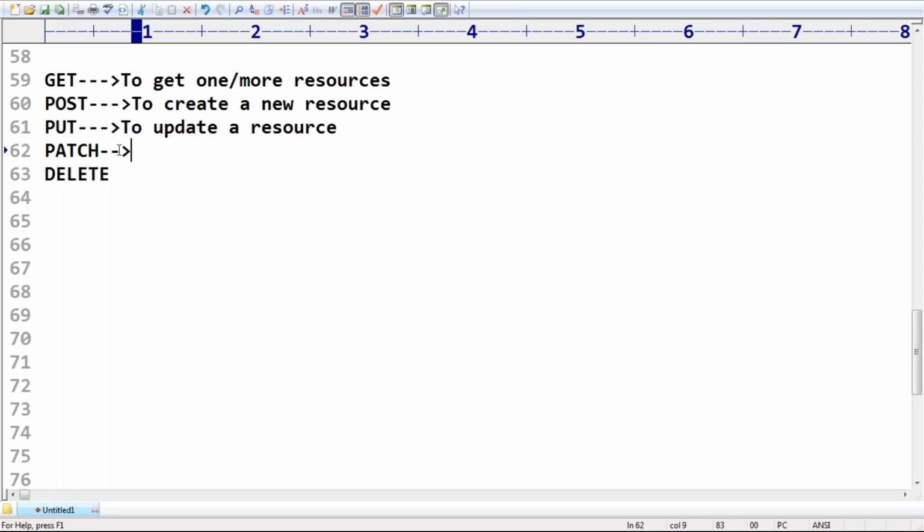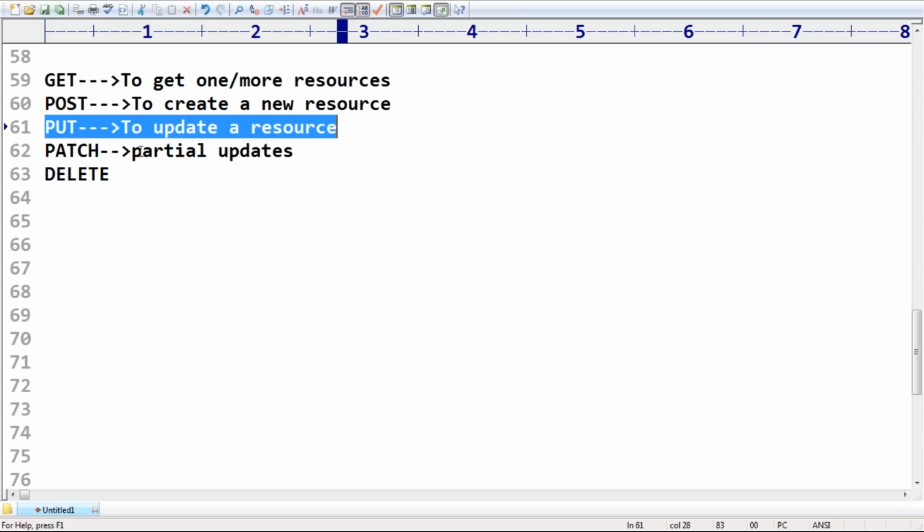Patch means is it partial or full? Have you observed? Partial. Just a small patch on the road they are going to keep. So something like a partial update. Full update means the put method. Partial update means the patch method. Remember this one.